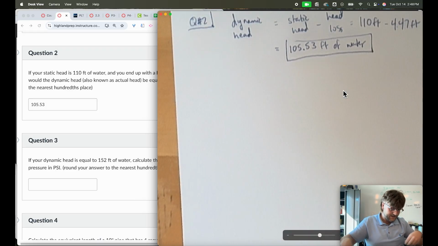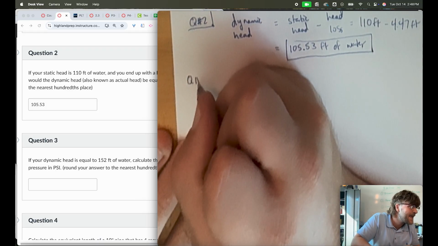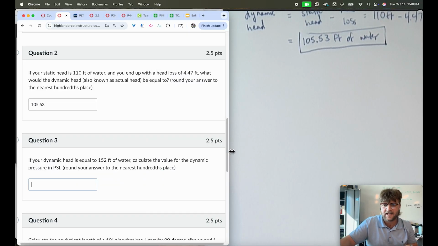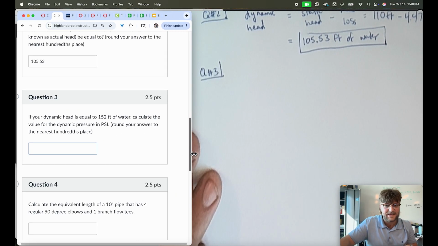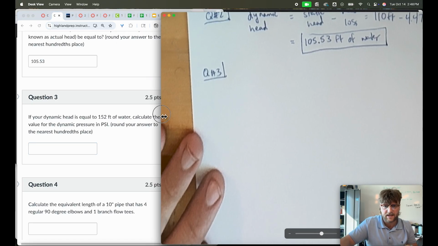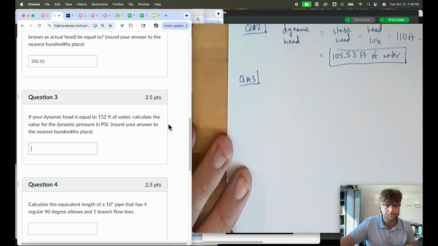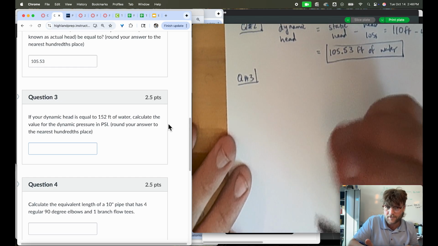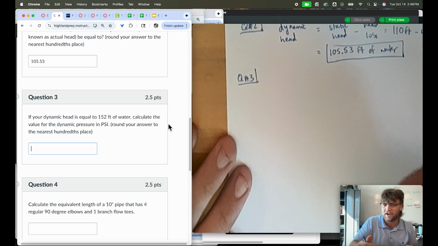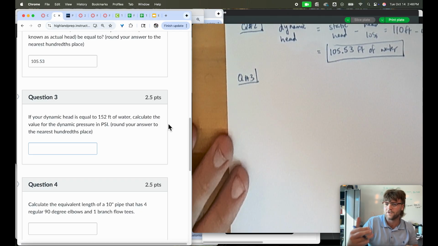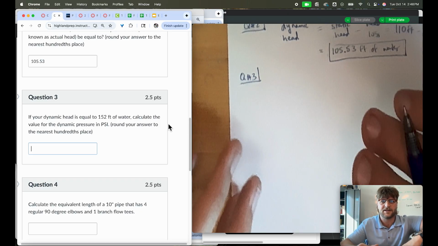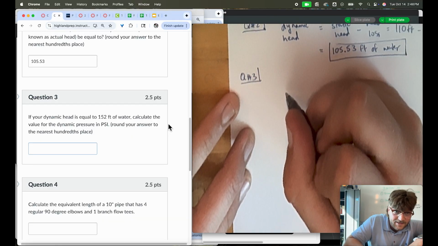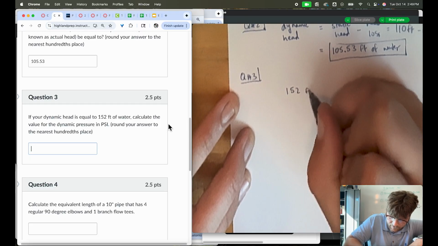Now, moving on to question number 3. They're asking us for the dynamic head. So they say the dynamic head is equal to, and let's bring this out here, 152 feet of water. They want us to calculate the dynamic pressure. So this is the actual head, equal to 152 feet of water, and the dynamic pressure is what we want to solve for.